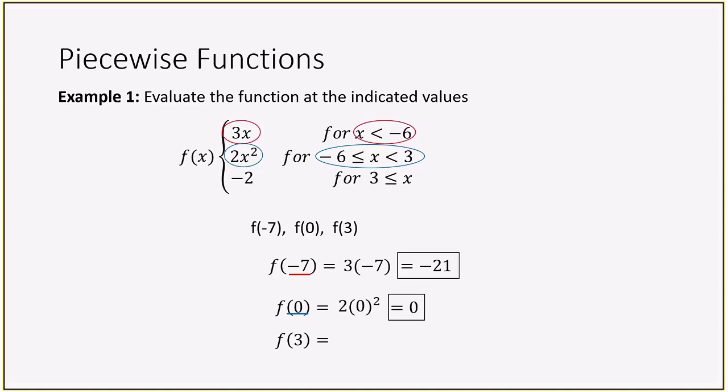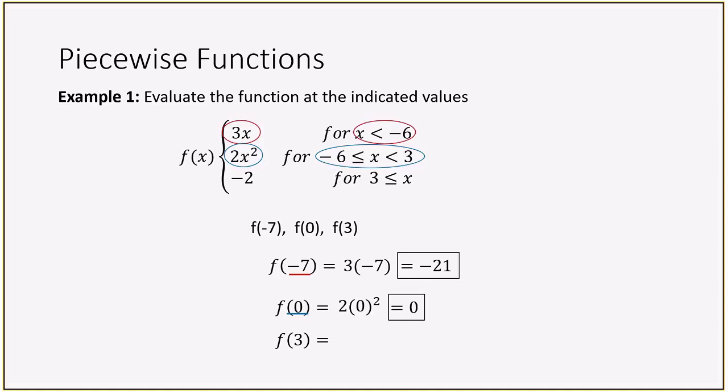Finally, now f of 3. Now this one's a little bit tricky. So this one doesn't really fall into any of the regions per se. Like, it's not between any of the two numbers. It's not bigger than any of the numbers. And so I have to look and say, okay, f of 3, my input is 3. Which category does this fall into? Which piece does it fall into?